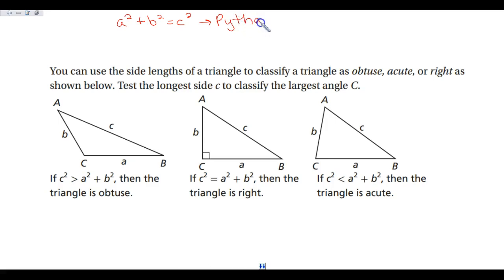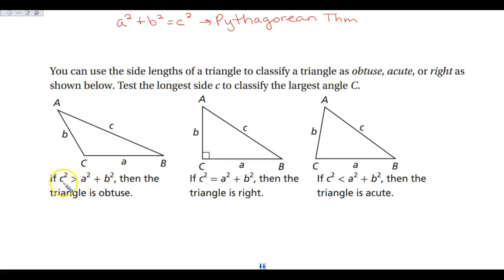And remember that we used it to find missing sides of a right triangle, which was our distance formula from the beginning in chapter 1. So it's been a little bit since we've looked at it, okay? But remember, a squared plus b squared equals c squared. Pythagorean theorem works for right triangles. So that's what this middle piece right here says. If our c squared is equal to a squared plus b squared, then we know we have a right triangle.